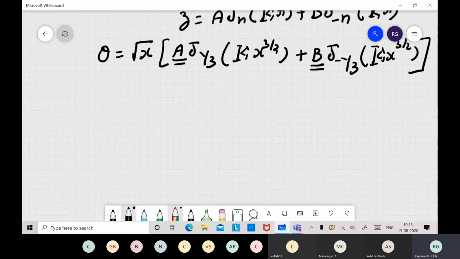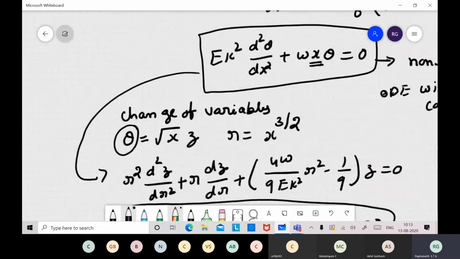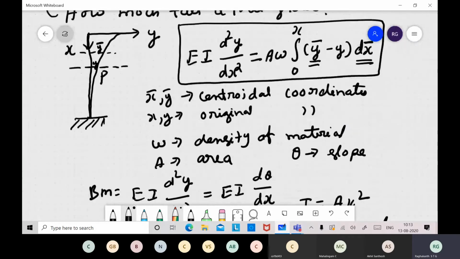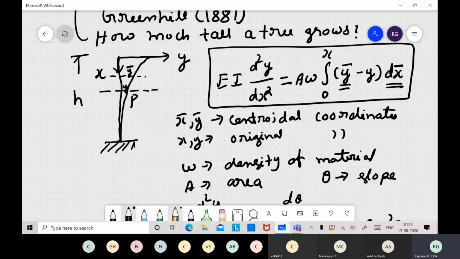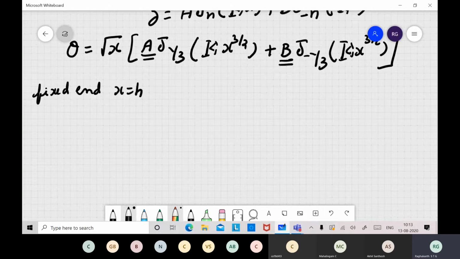we have to use the boundary conditions. Now at the fixed end, that is x is equal to h, where h is the height of this column, since our origin is at the top, at x is equal to h the slope is 0 because it is a fixed end. So theta is equal to 0 at x is equal to h. This is one condition you have.